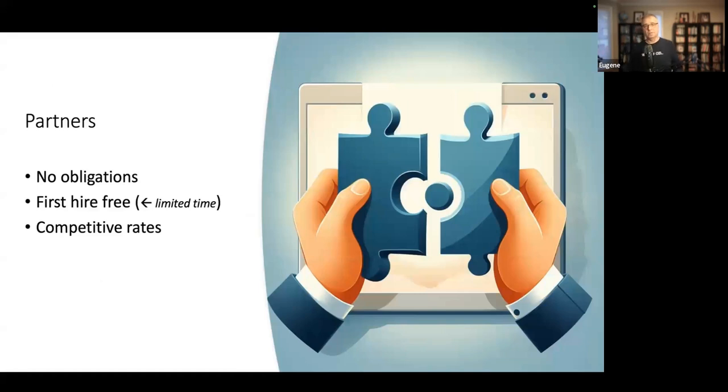As our partners, basically there's no obligation, right? So we don't ask companies to guarantee interviews. We don't ask companies to guarantee hires. We don't ask companies to change their existing recruiting process. All we ask is, okay, when we send you our candidates, take a look. If they fit your role, it might make sense for you to interview them. And then if they decide to hire, their first hire is free. And then after that, we have competitive rates.